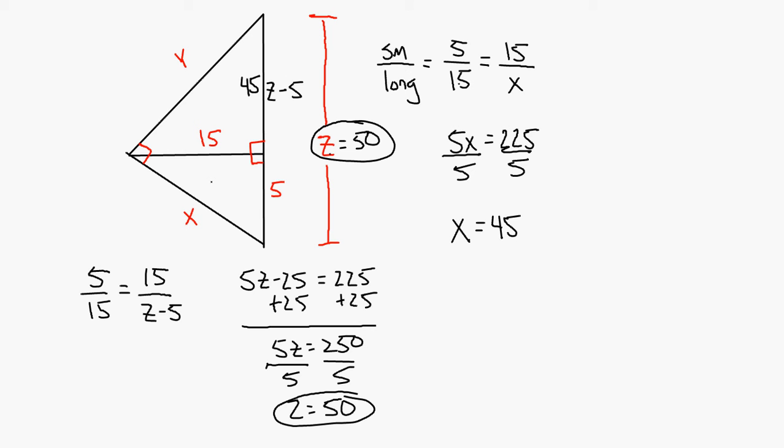So you're going to have to do 15 squared plus 45 squared equals y squared. And you're going to have to do 5 squared plus 15 squared equals x squared. Do the Pythagorean theorem twice, solve for x and y.